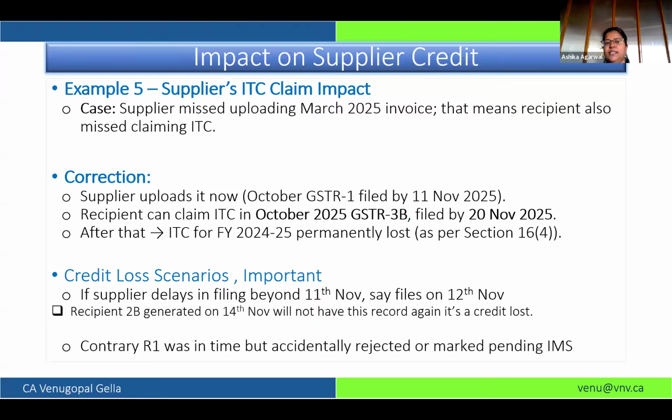Now, as we discussed, if you miss reporting or you report a wrong GSTN, obviously due to that, your recipient will also be impacted. As I discussed, GSTR 2B is the base to claim the ITC. So until and unless the supplier correctly reports, the data will not be correctly auto-populated in GSTR 2B, resulting in loss to the recipient.